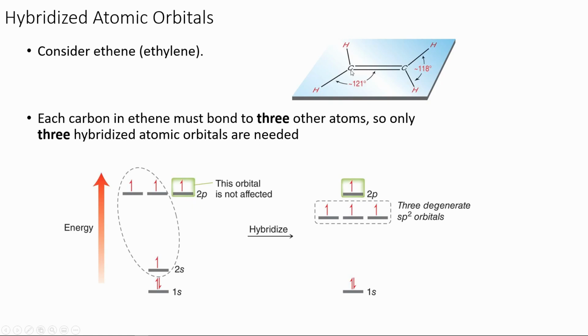Let's take a look at this carbon on the left here. This carbon is making 4 total bonds. Remember, carbon always makes 4 bonds.